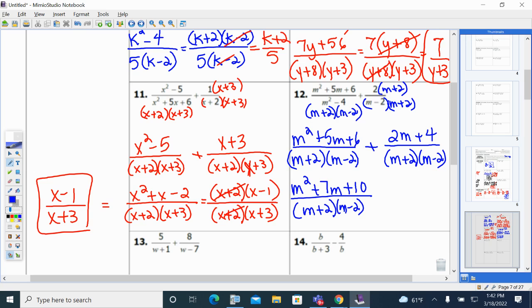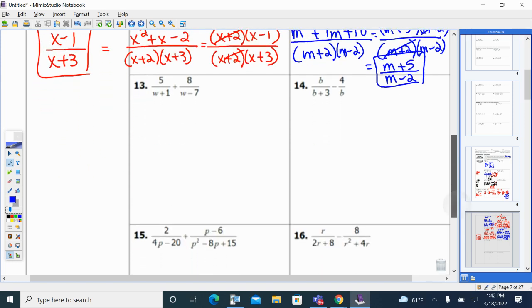Factor the top. Two numbers that multiply to give us 10 and add to give you 7 will be a positive 5 and a positive 2. Keep your denominator. Cancel common binomial factors, and your final answer here is m plus 5 over m minus 2.